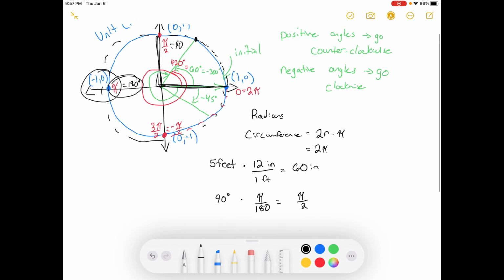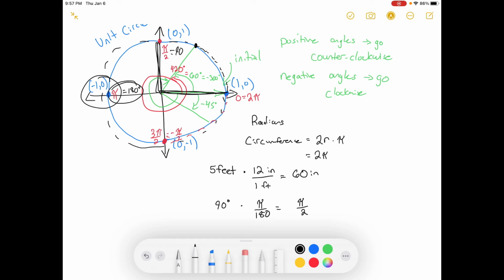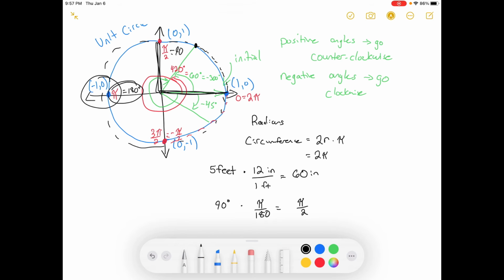Similarly, if I wanted to go the other way, and I said, how far is pi over 2 in degrees? We would multiply by 180 over pi, and of course we would get 90. So we can go either way just by multiplying by either pi over 180 or 180 over pi, if I want to go from degrees to radians or radians into degrees.